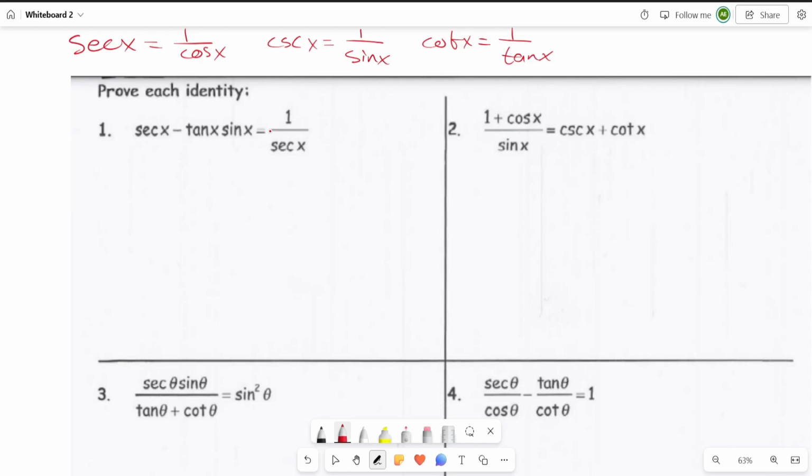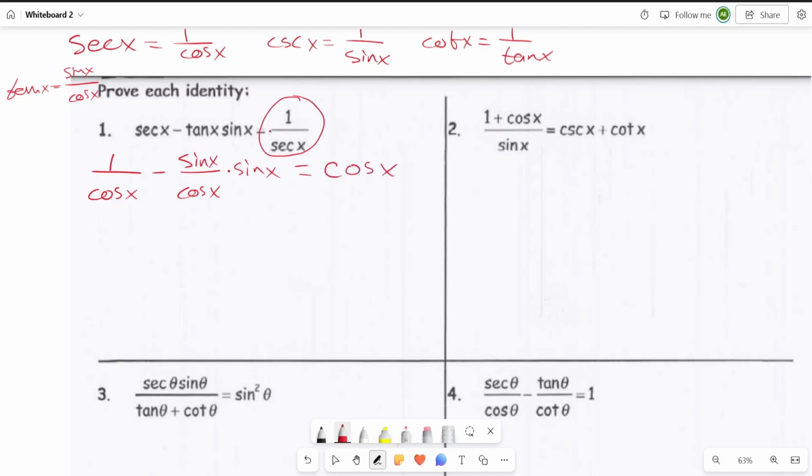Okay, so secant x is going to be 1 over cosine x minus, okay, I know that tan x equals sine x over cosine x. So I will write it like that: sine x over cosine x, and we have a multiplying by sine x. This all should be equal to 1 over secant x. Okay, if secant x is 1 over cosine x, so 1 over secant x is basically the reciprocal of secant x. So the reciprocal of 1 over cosine is cosine over 1, or cosine x.